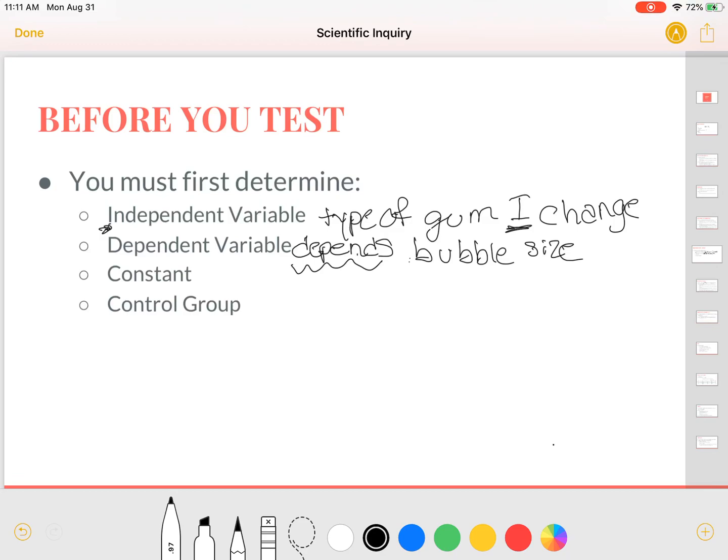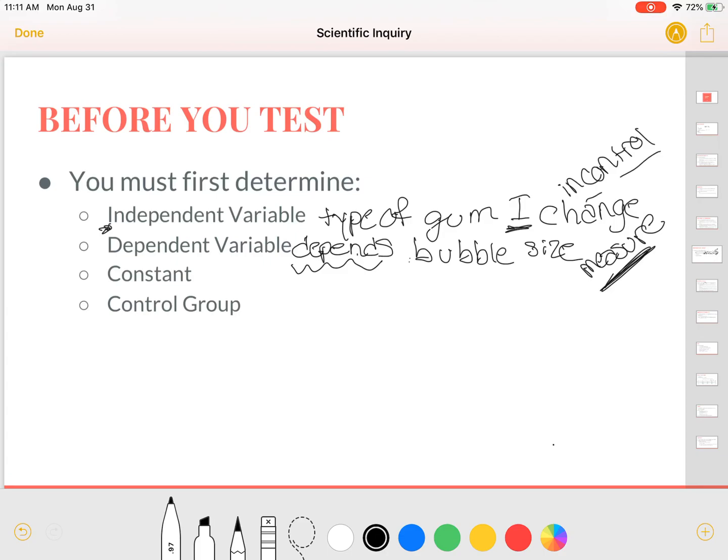So the independent is what we're testing. It's what we are going to be changing. Your dependent variable is going to be the thing that you're actually measuring. You measure your dependent variable. Always, always, always, you measure it. Your independent variable, again, is what you are in control of. All of these things that start with I.